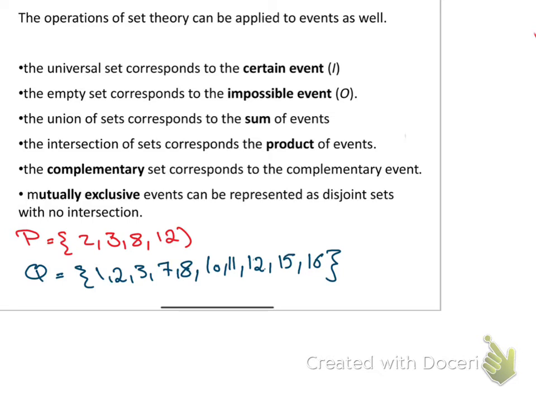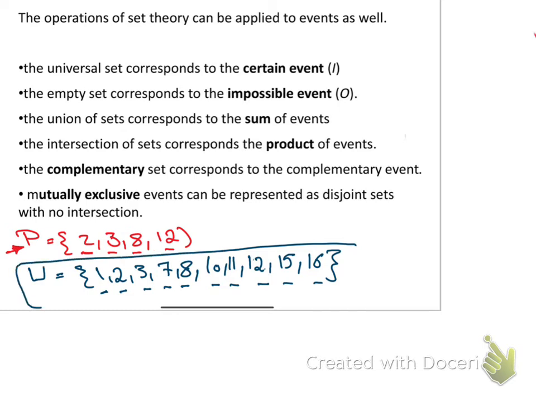To make it clearer, I think it's better to have this example. Let us assume that we have P, which has the elements 2, 3, 8, and 12. And also let's assume that we have the universe of 1, 2, 3, 7, 8, 10, 11, 12, 15, 16. This is the whole universe, the universal set. What I mean by universe here is the universe of this problem, also called the universal set, or the domain.